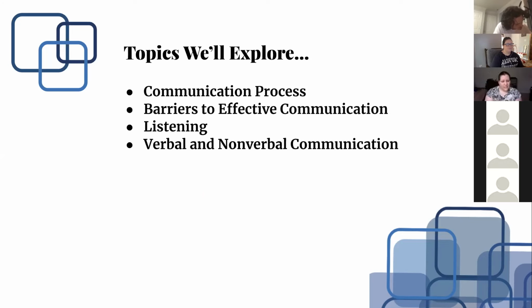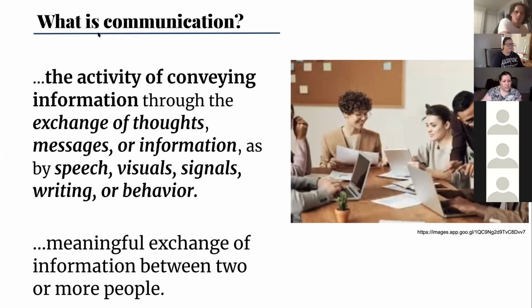Okay. So the first thing that we'll talk about is the communication process, or what communication is. In order to get to the spot where we can say, this is what communication looks like, we have to have a good base level definition for it. What the communication researchers and seasoned faculty members would tell you is that communication is how we convey information through our thoughts and messages. We convey those ideas through speech, visuals, signals like hand gestures, writing, and even behavior. If you want to get more specific, communication is that meaningful exchange of information between two or more people.